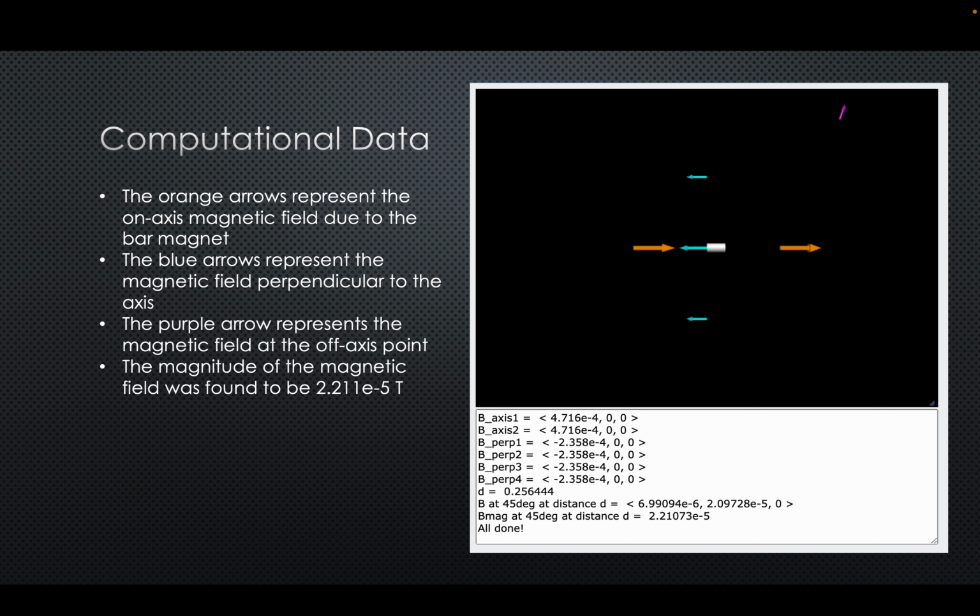The blue arrow is representing the magnetic field perpendicular to the axis, the orange arrow is on axis. Notice the difference in magnitude, and then the magenta arrow represents the magnetic field diagonal to the bar magnet. And as you can see there, the computational model found the magnetic field to be 2.211 times 10 to the negative 5 Tesla.